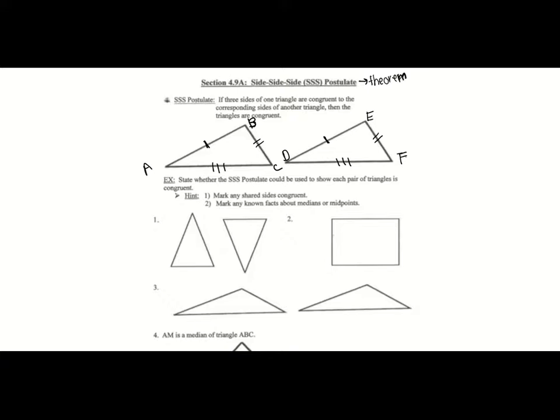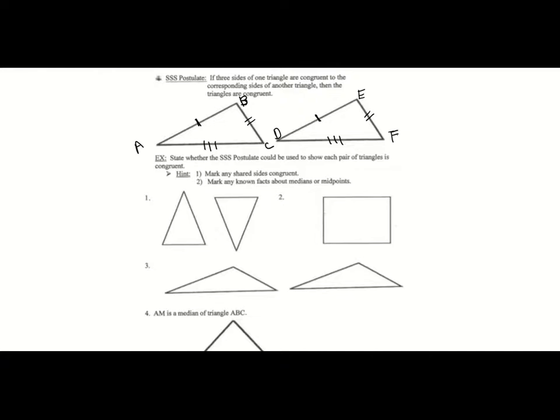So if we look at some examples, it says to state whether the side-side-side postulate could be used to show each pair of triangles is congruent. So the first thing we're going to do is mark any shared sides as congruent. So number one, we have no shared sides as congruent. But we are given this information here. Those sides are congruent, these sides are congruent, and these sides are congruent.